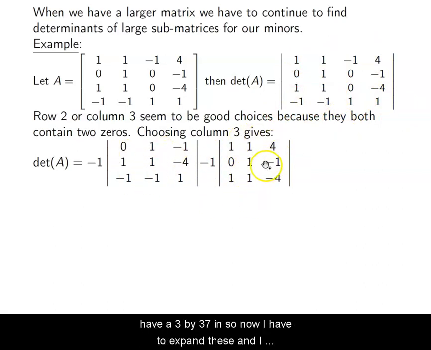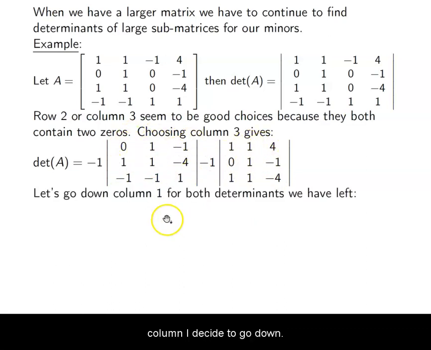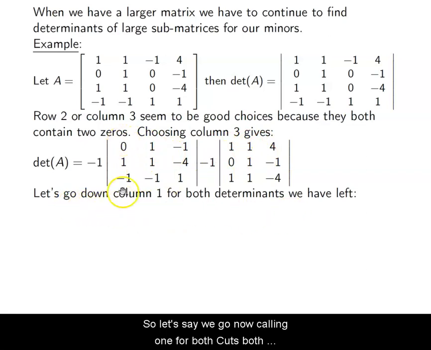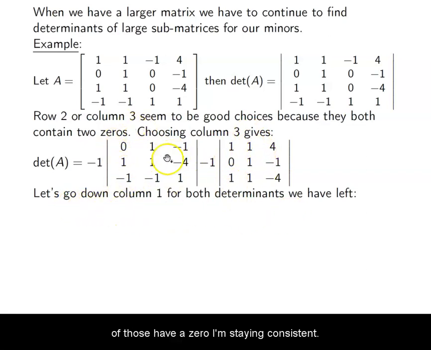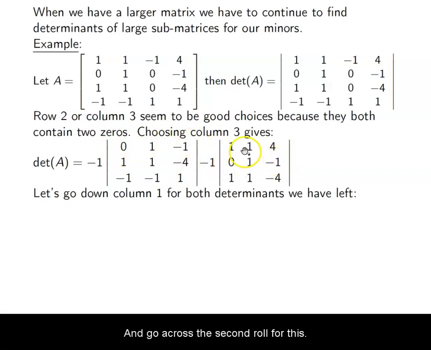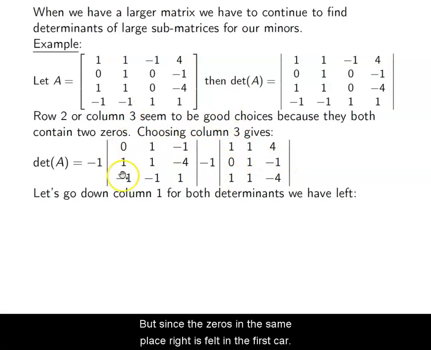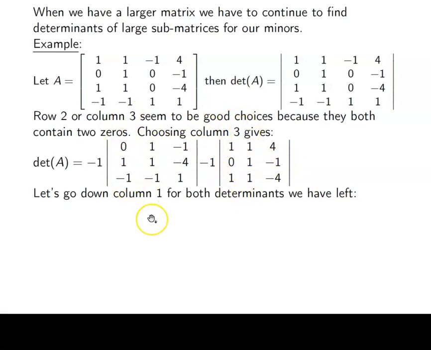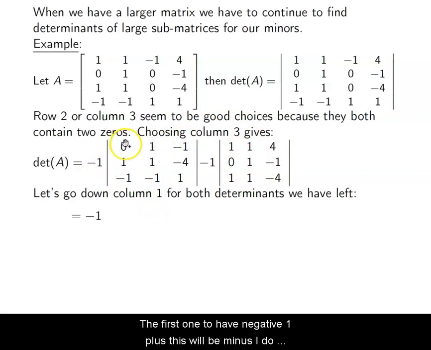So now I have to expand these, and I get to do the same thing. I choose which row or which column I decide to go down. Okay. So let's say we go down column 1 for both, because both of those have a 0. I'm staying consistent in both. It's fine. But I could just, for this one, go across this row instead, and go across the second row for this. But since the 0's are in the same place, right, both in the first column, we'll just go down the first column. So for this one, I have -1, plus this will be minus. I do not go plus minus based on the original, because this is the determinant I'm finding. So this is plus, this is minus. So now I have a -1 times another -1.